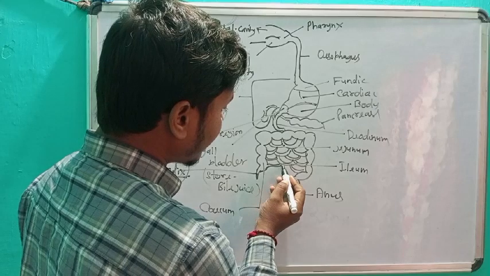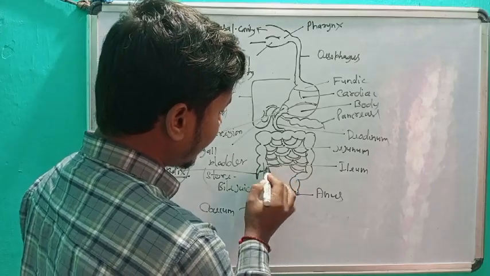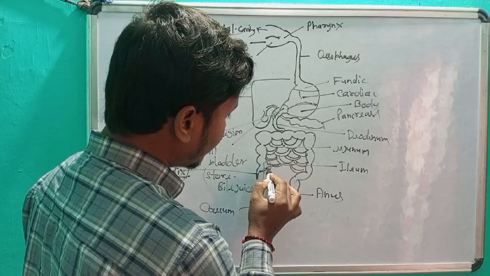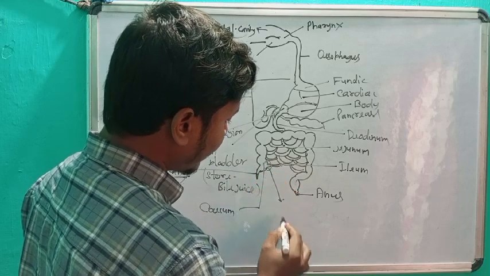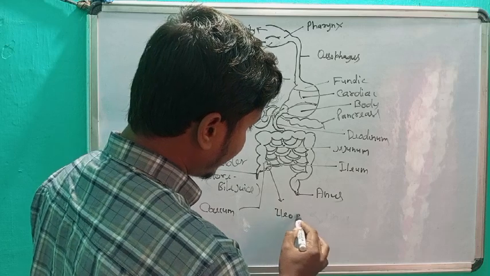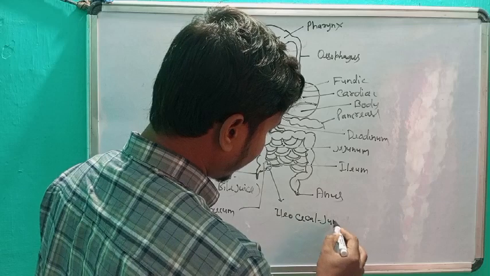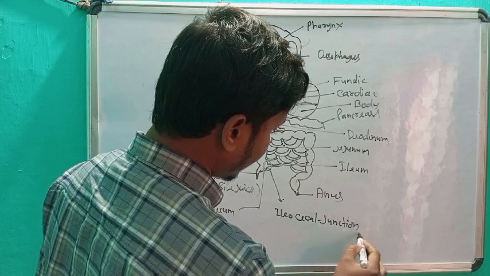The last portion of the small intestine is joined to the cecum area. This joining location is known as the ileocecal junction.